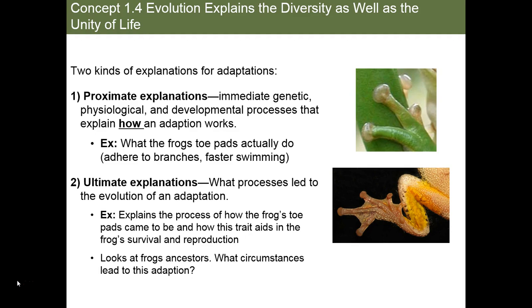In the ultimate explanation, look at what process led to the adaptations. This explanation looks at the frog's ancestors and what circumstances led to this adaptation. Was it a predator, food source, competition, or a little of all the above? An ultimate explanation would look into these factors.